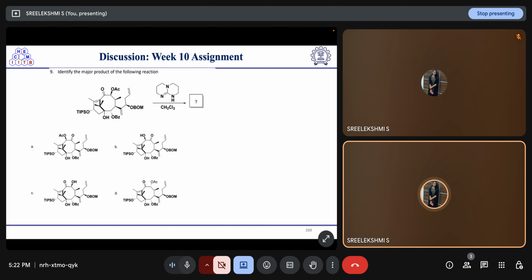Now, moving to the ninth question of the week 10 assignment, identify the major product of the following reaction. So, this compound upon treatment with this quinoline type of moiety in DCM solvent, which will be the major product formed here?